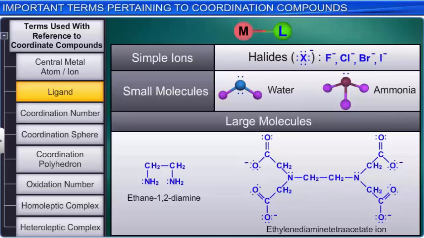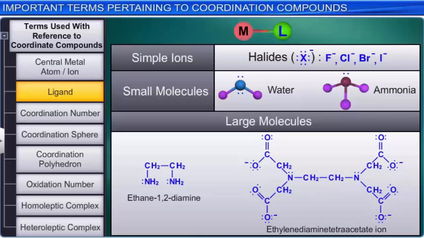So this molecule is called what? Ethane 1,2-diamine. Okay. So ethane 1,2-diamine acts as a ligand. The nitrogen of the amine group donates a lone pair of electrons to the central metal ion. Since there are two nitrogen atoms present in this ethane 1,2-diamine, they can donate two pairs of electrons to the central metal atom or ion.